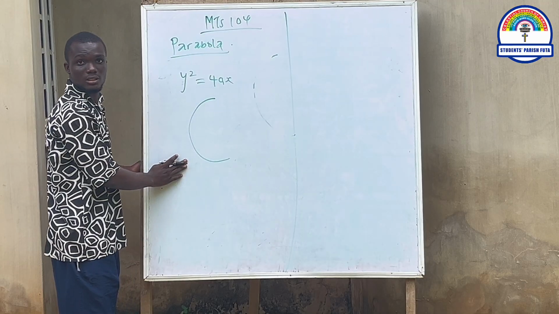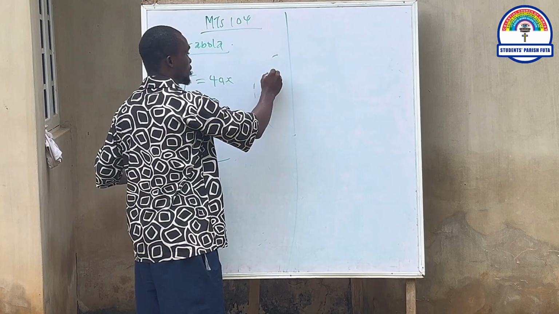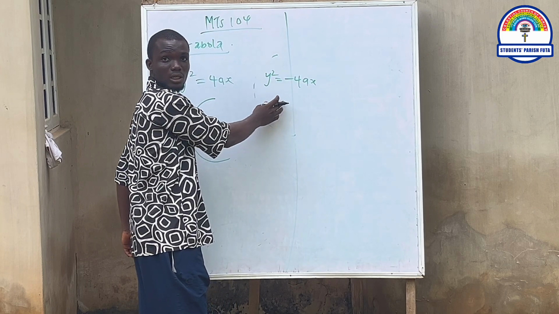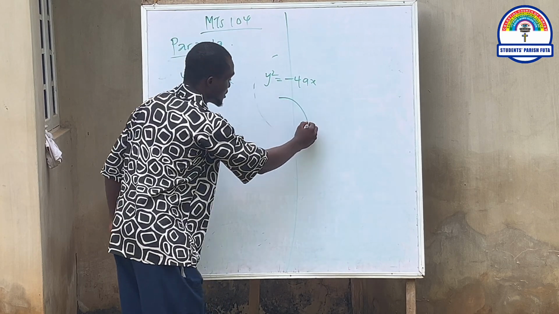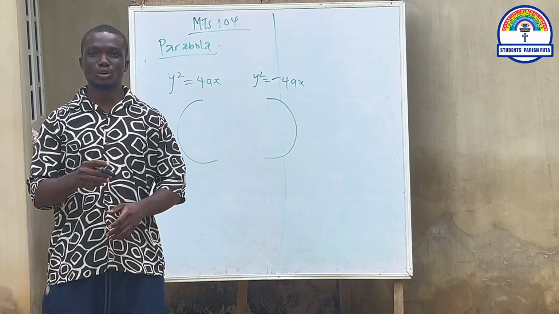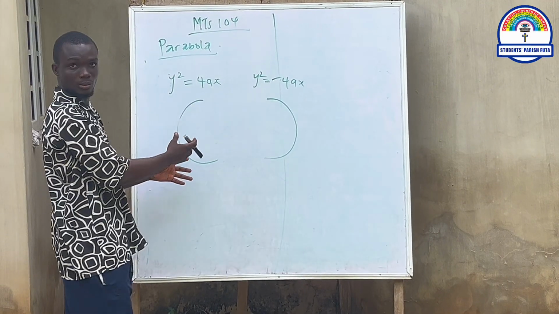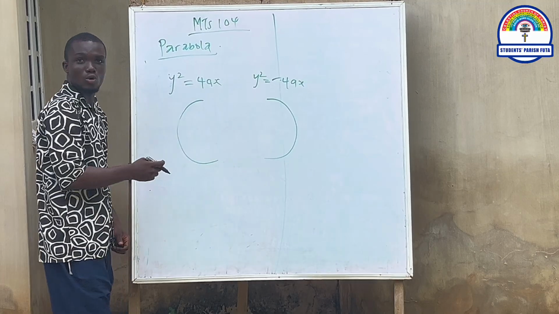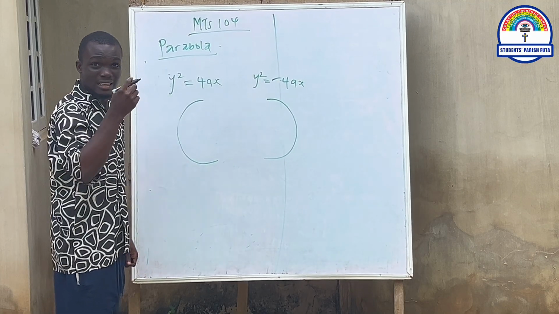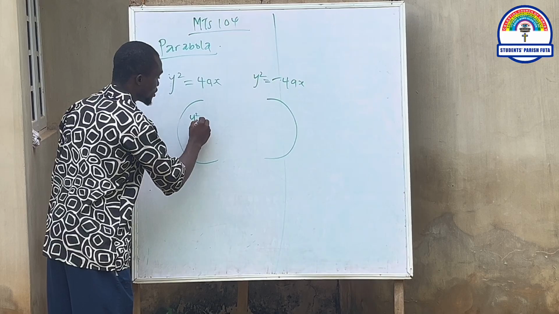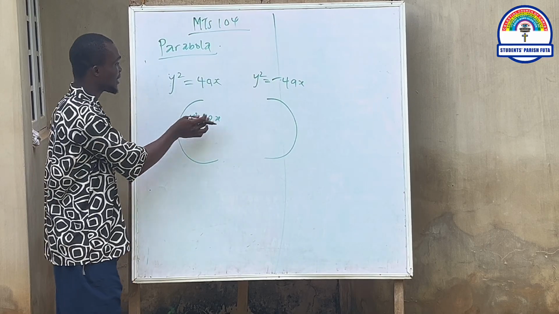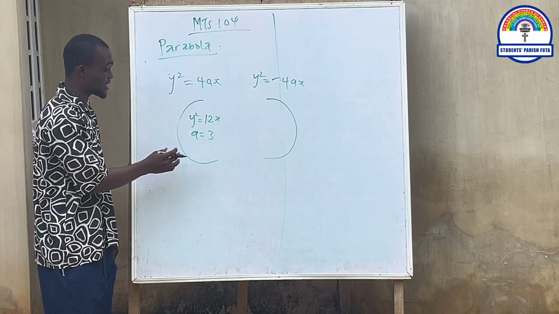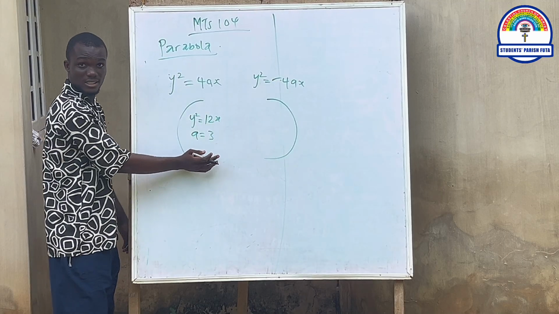We have y squared is equal to minus 4ax. For this formula, the diagrammatical representation is like this. To buttress my point, concerning this diagram, our parabola is facing this way because our a is positive. For instance, if we have y squared is equal to 12x, after comparing, we have our a to be 3, that is positive 3. That is why it's facing this direction.